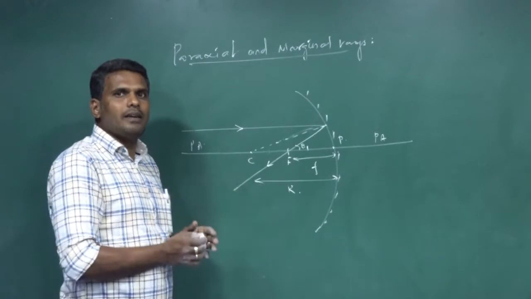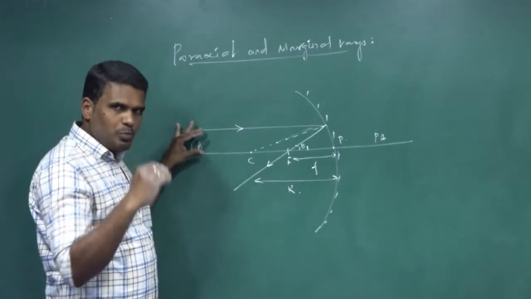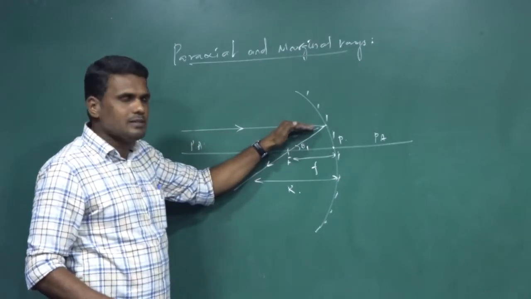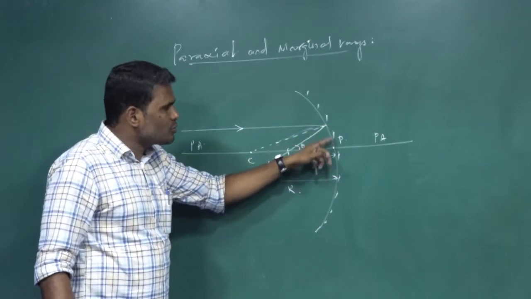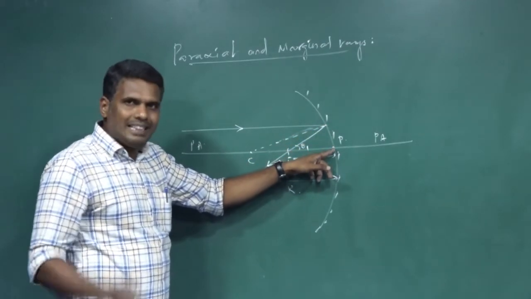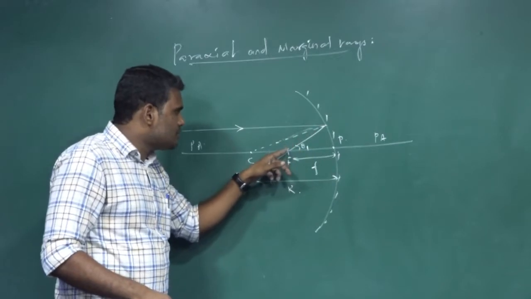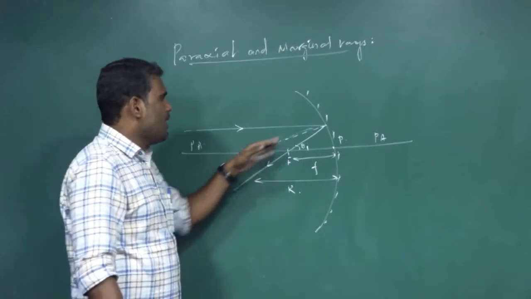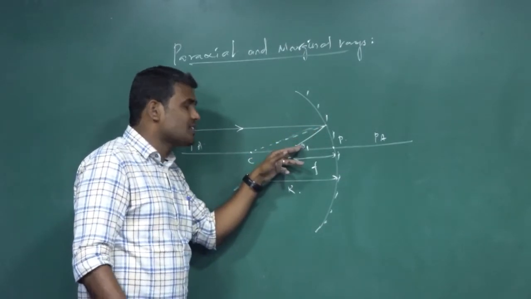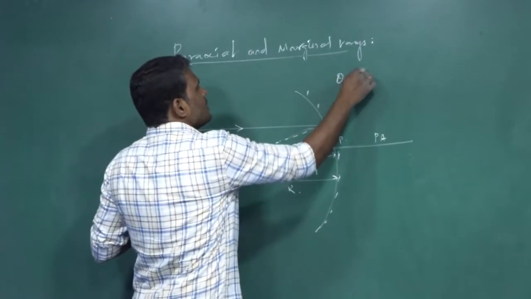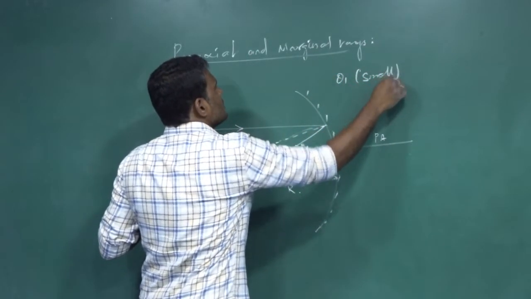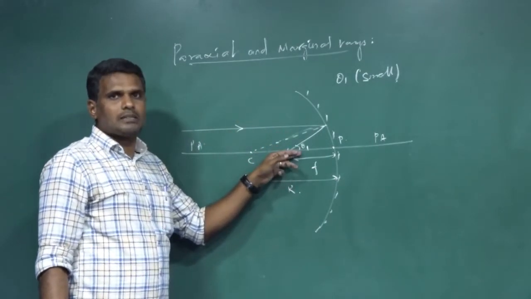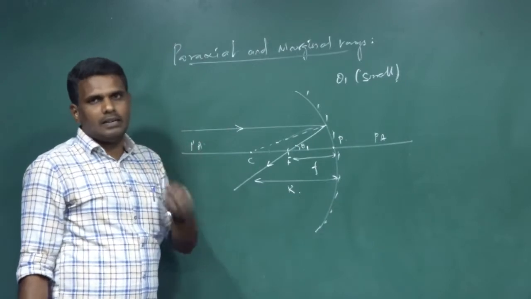So what is a paraxial ray? A ray passing close to the principal axis. A ray must travel close to the principal axis. And also it must be incident close to the pole of the spherical mirror. And then after reflection, it must pass through the principal focus. Actually, this is the rule for drawing the ray diagram. As it is passing through the principal focus, it makes a smaller angle. Theta 1 is small. If the ray makes a smaller angle with the principal axis, then such rays are called paraxial rays.